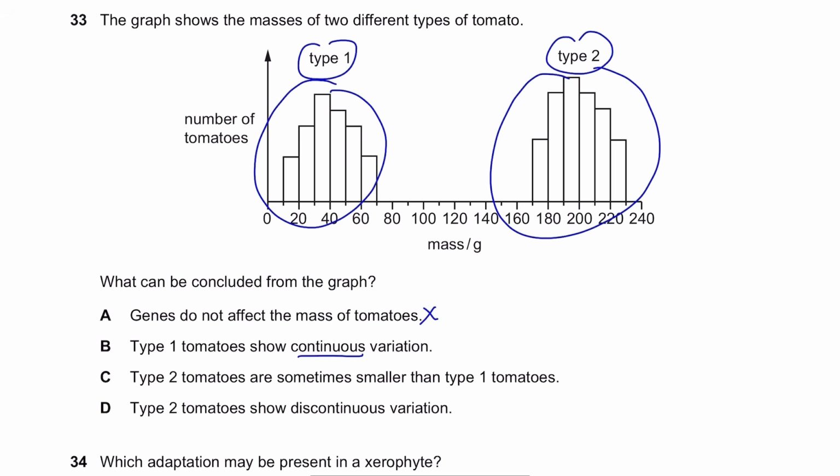Yeah, you can see that these bar graphs are stuck with each other. There's no gap between the graphs, so it is a continuous variation. Type 2 tomatoes are sometimes smaller than type 1 tomatoes. No, you can see from the graph that type 2 tomatoes are much bigger. They are at higher range of masses. Type 2 tomatoes show discontinuous variation. No, these guys are also the same. They are continuous variation. The answer is B.